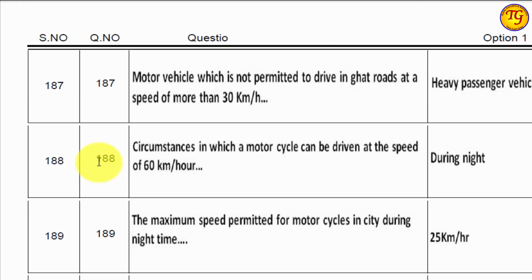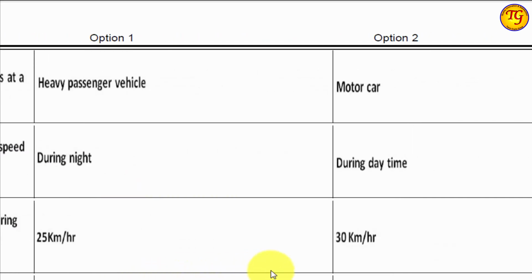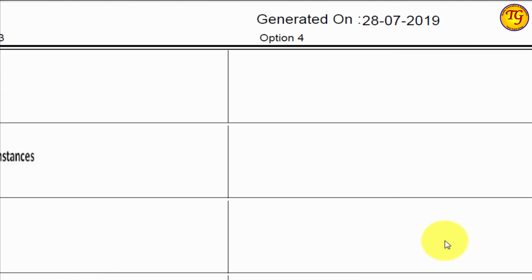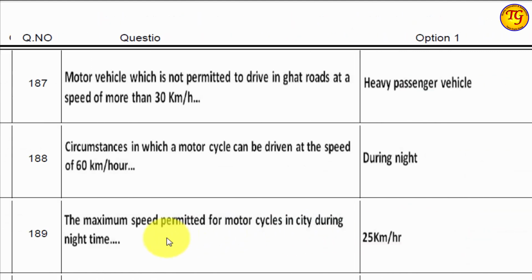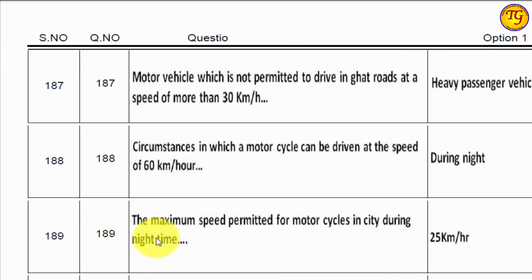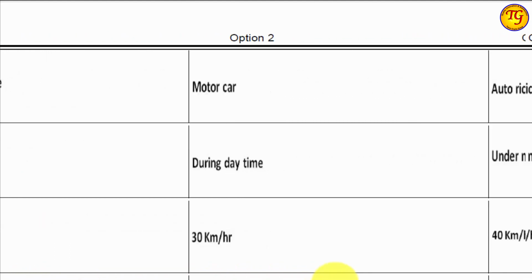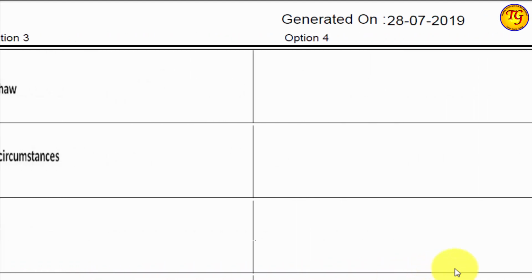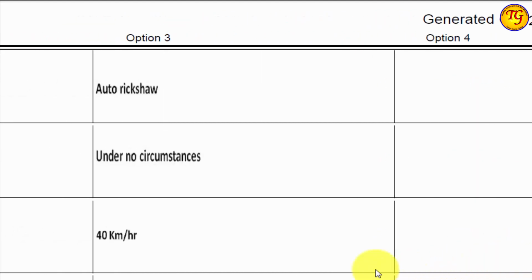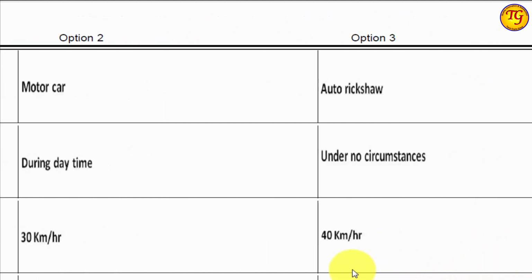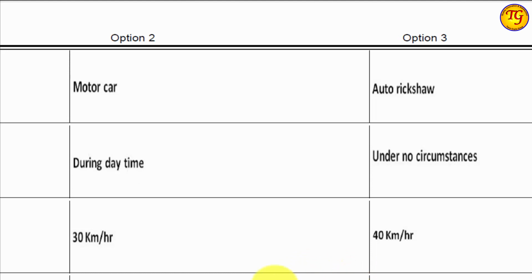187th question, motor vehicle which is not permitted to drive in ghat roads at a speed of more than 30 km per hour. Option number 1, heavy passenger vehicle; motor car; and auto rickshaw. So I think the second option is the correct one, motor car. 188th question, circumstances in which a motorcycle can be driven at a speed of 60 km per hour: during night, during daytime, under no circumstances. So I think option number 3 is the correct one. Under no circumstances can a motorcycle be driven at a speed of 60 km per hour.